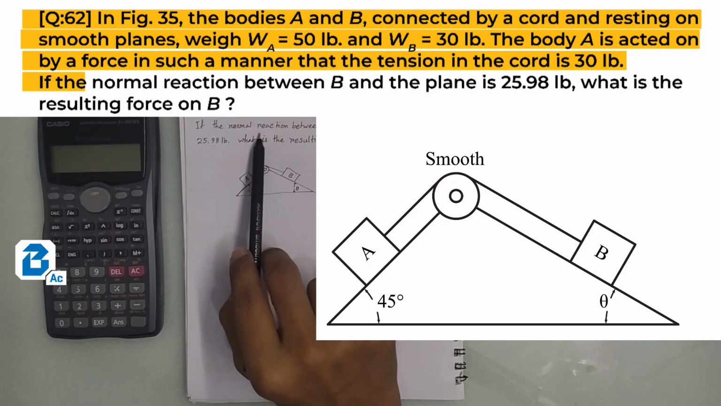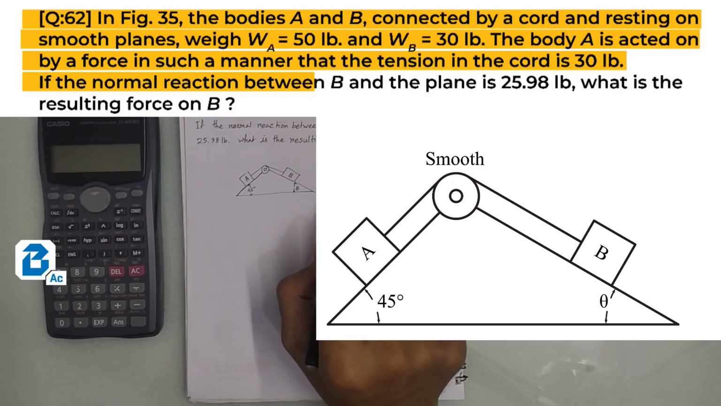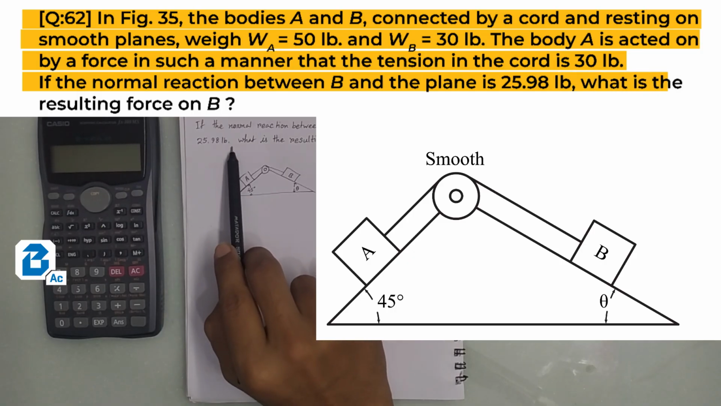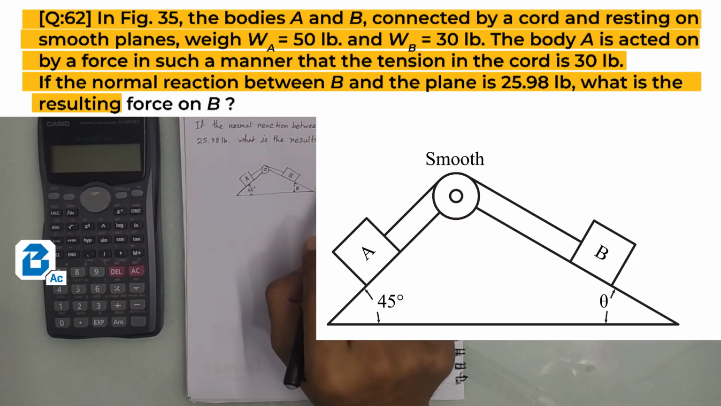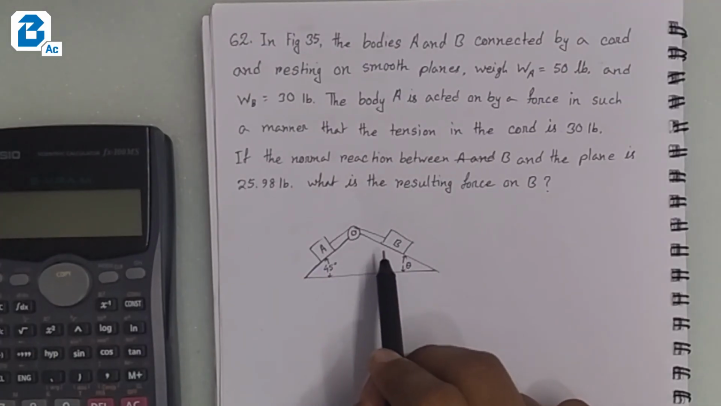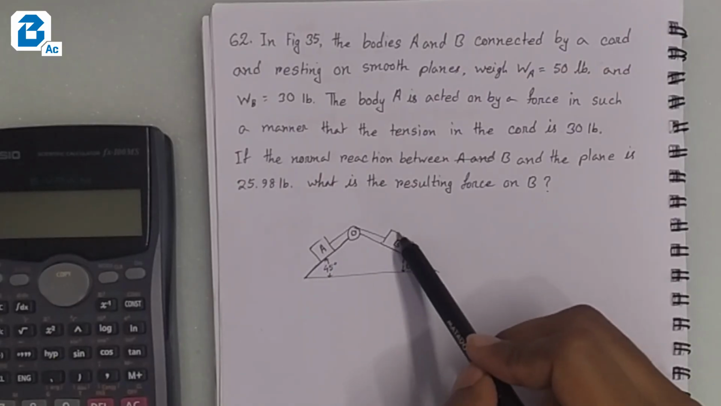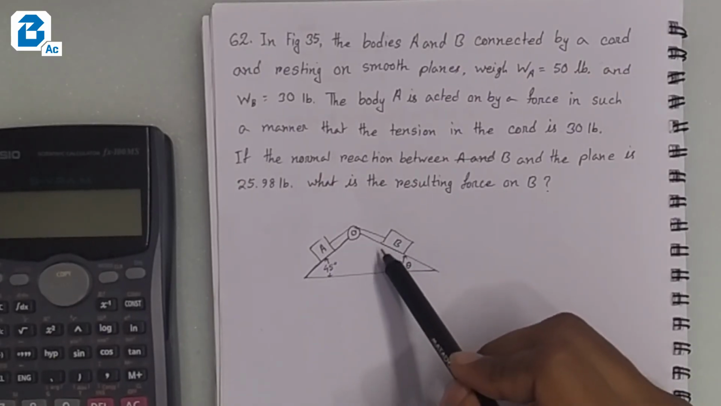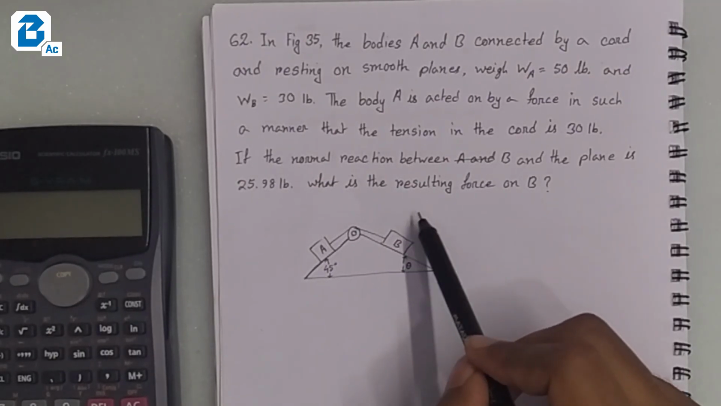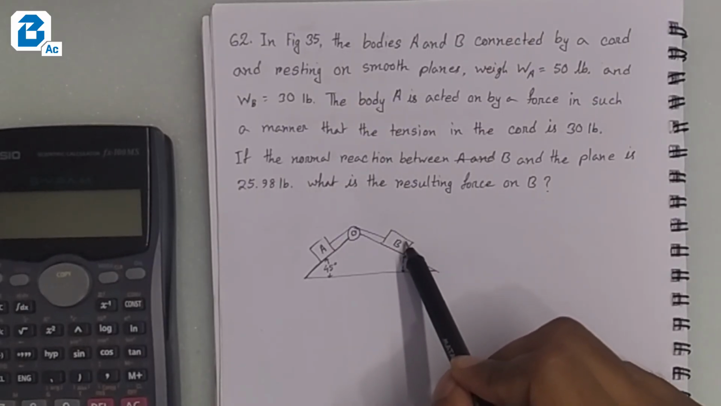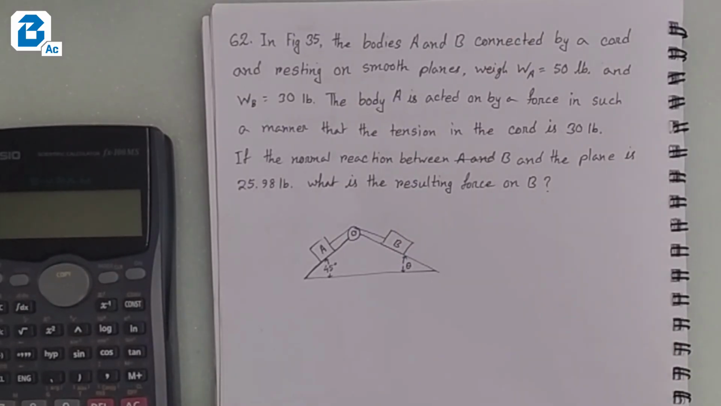Here, if the normal reaction between B and the plane is 25.98 pound, what is the resulting force on B? From this situation, we can see that the A object and B object are connected by a cable, and we have to find the resultant on the B object. So we can assume the free body diagram here first.